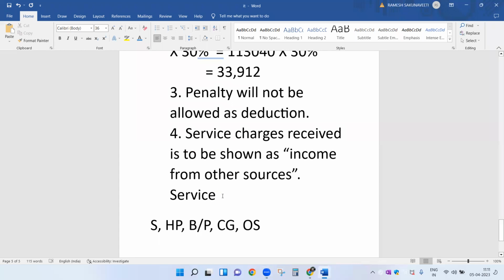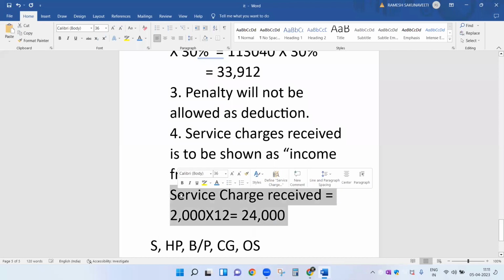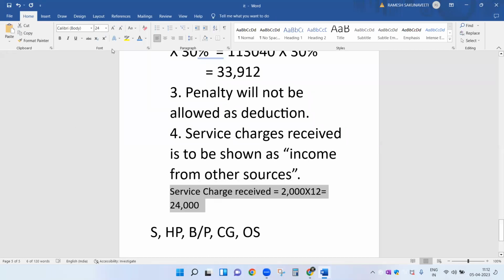But not the total 2,000. I will tell you how many rupees you have to show. Service charges received is equal to 2,000 into 12, and you will get 24,000. Am I correct? 2,000 into 12 is equal to 24,000.